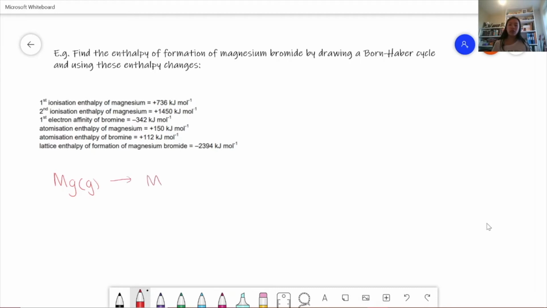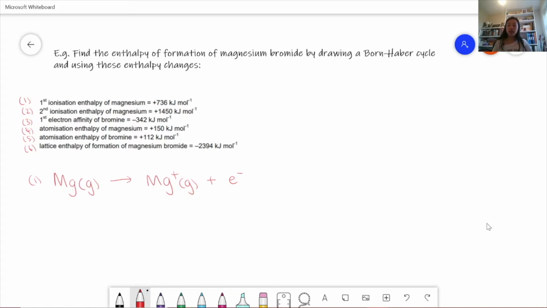So it would form an Mg plus ion, which would be gaseous as well, and then plus an electron. So if I label these 1, 2, 3, 4, 5, and 6, now we can write out the equations. So that's our first equation.